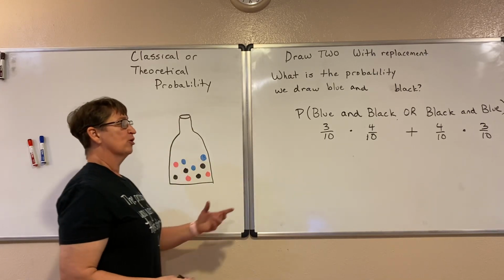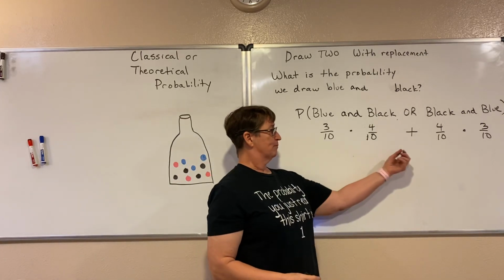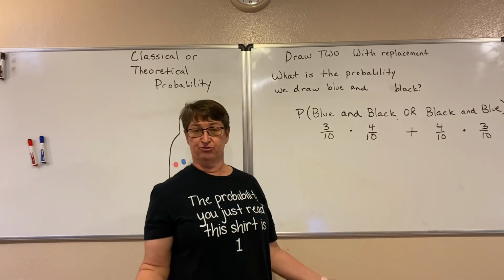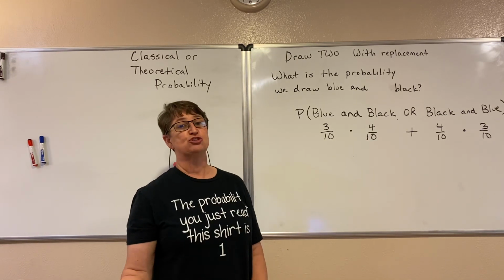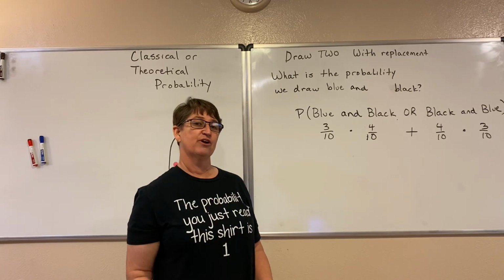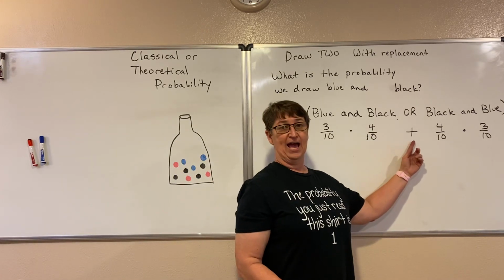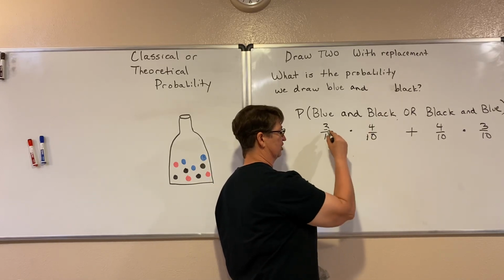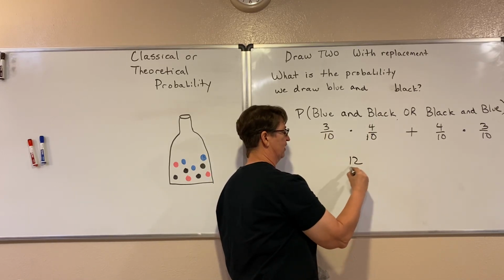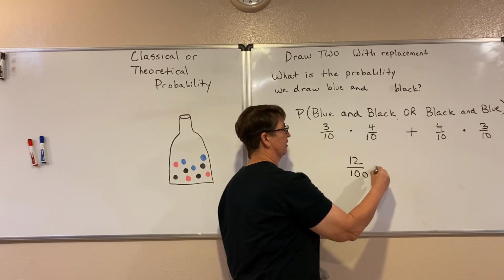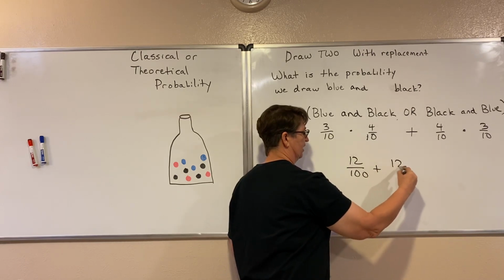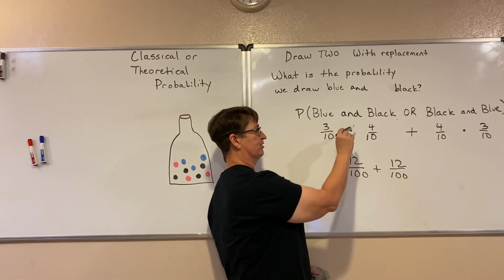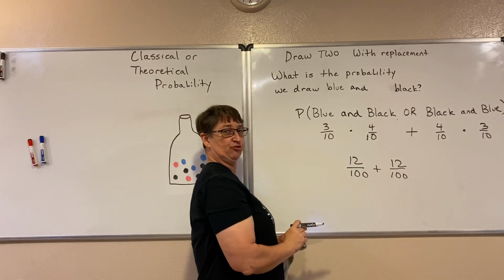Now, when we are multiplying, I like to simplify. But anytime we're going to add, we are going to need to have common denominators in the end. So maybe we should just wait to simplify until the very end when we're having to add, because we'll want common denominators when we add. So I'm just going to go ahead and multiply. This is 12 out of 100 plus 12 out of 100, because remember, you just multiply straight across. So 3 times 4 is 12 and 10 times 10 is 100.